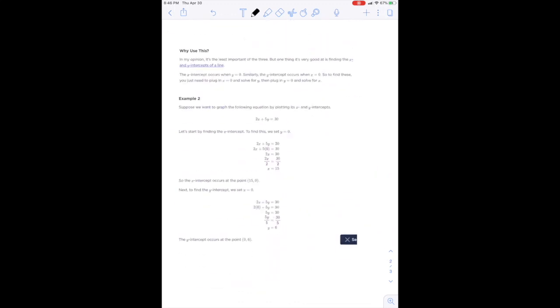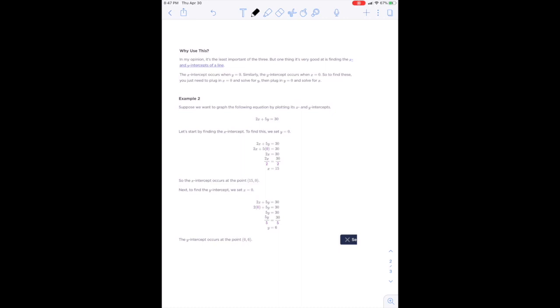Now, why do we use this? In my opinion, it's the least important of the 3 different forms of linear equations. But one thing it's very good at is finding the x and the y intercepts of a line. And as we know, once we have 2 points, we can draw a line. So it serves a very good function in terms of having to do graphing.